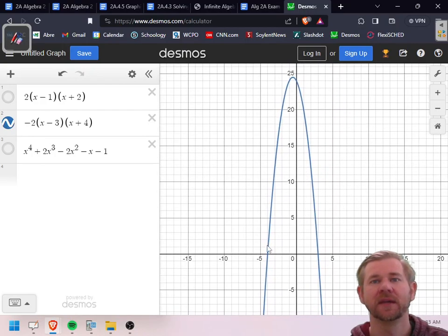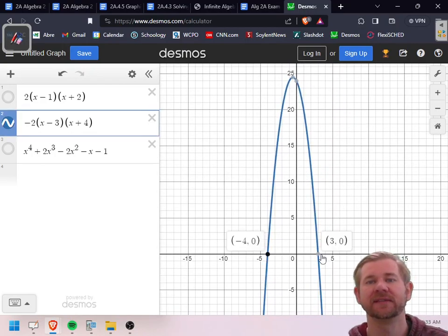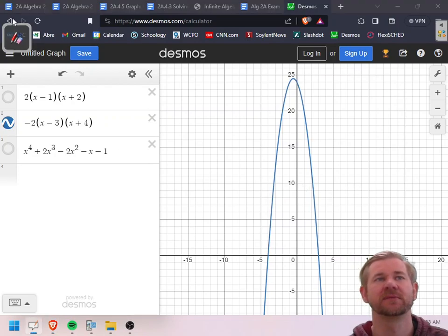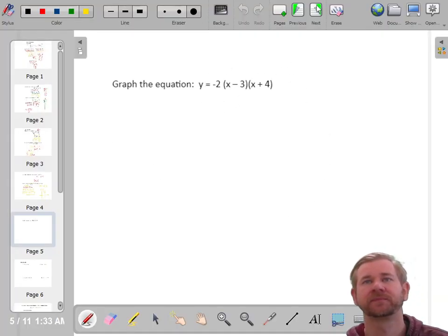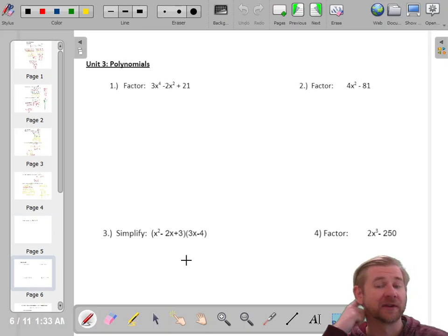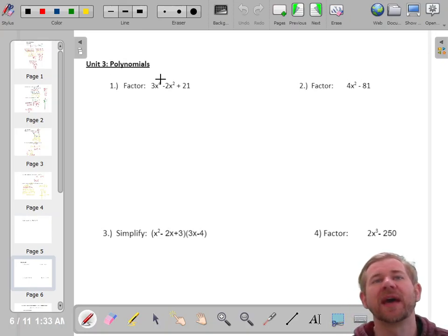There's the graph. The intercepts you should be able to easily identify are at -4 and +3. Here's the vertex. There's the y-intercept. Okay? Just use Desmos. If you have Desmos, use Desmos. All right, factoring. So this is the quadratic form.